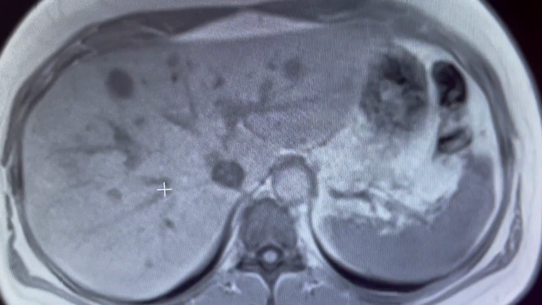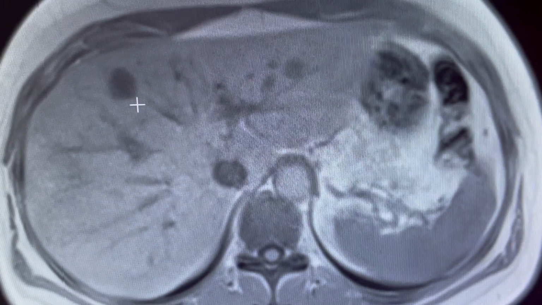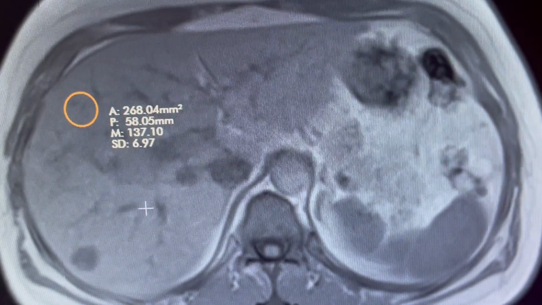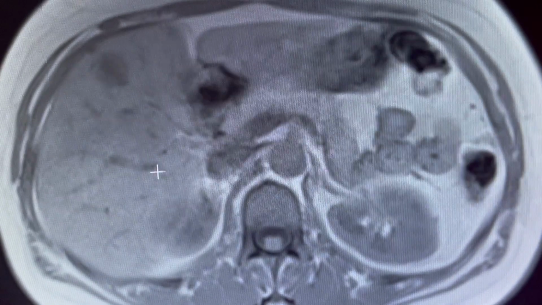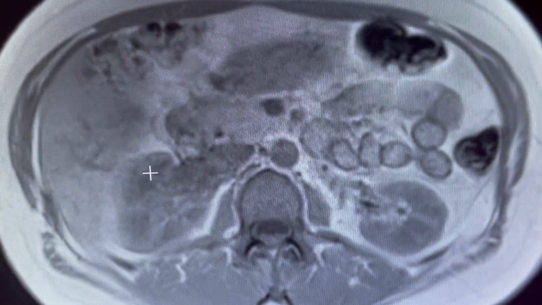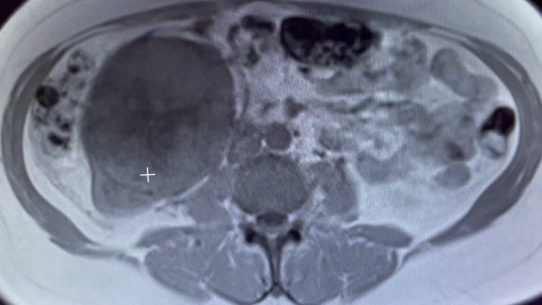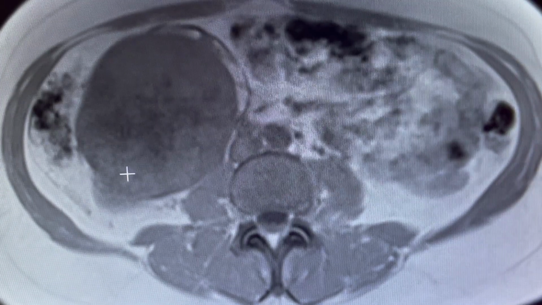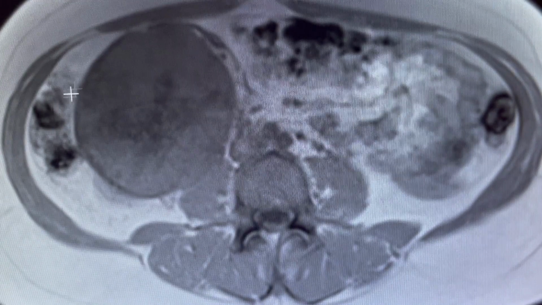So we're looking at non-contrast T1 weighted images, and we see a number of lesions that are low signal intensity and well defined, scattered throughout the liver. Notice how maybe we're seeing about 10 lesions that are low signal intensity, well defined on non-contrast T1 weighted images. And in the right kidney, we see a very large mass, maybe about 8 centimeters in size, which abuts the psoas muscle, and this is the mass here.